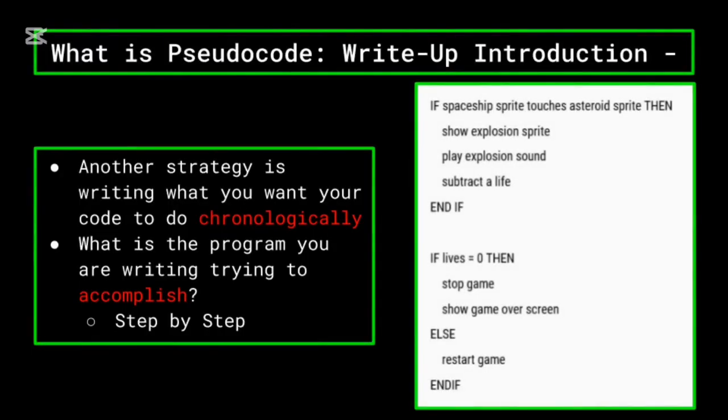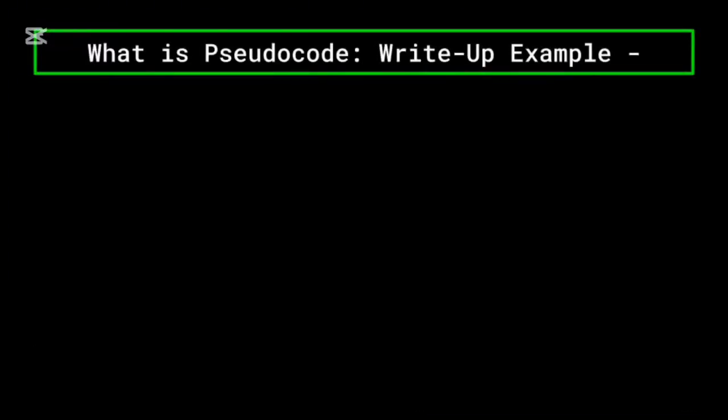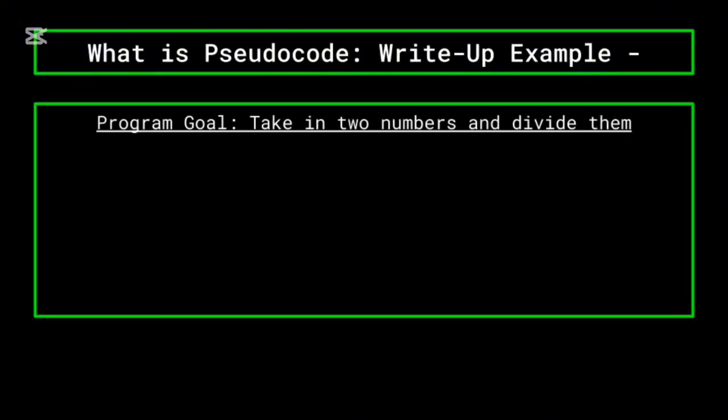Another popular pseudocode technique that is often used is to simply write out what you want your code to do chronologically. Don't necessarily think about what programming statements and functions you want to use, just jot down, from start to finish, what it is the program you're writing is going to do step by step. For example, let's say you're making an app that takes in two numbers and divides them. The pseudocode for that would look a little something like this.